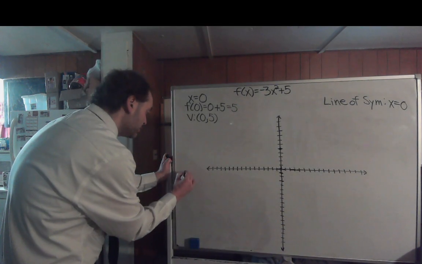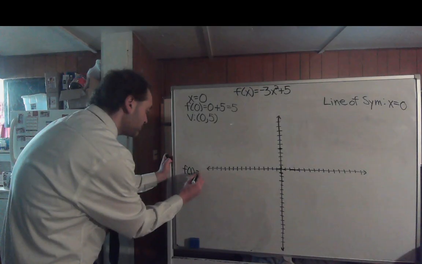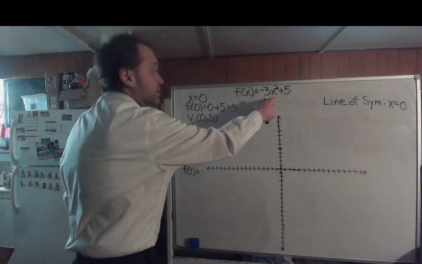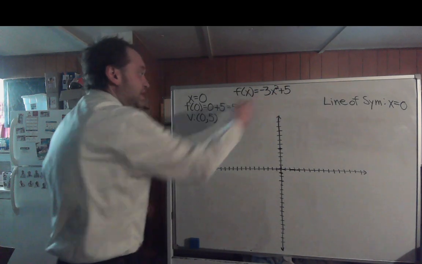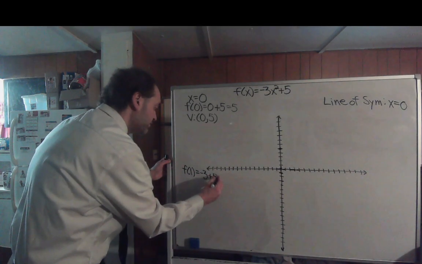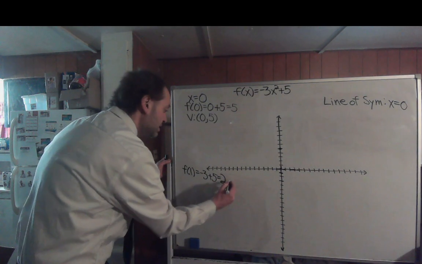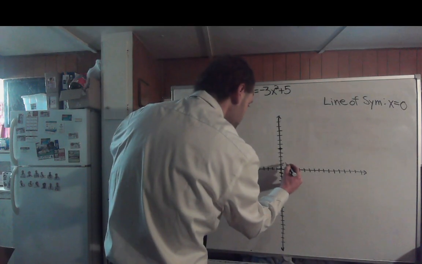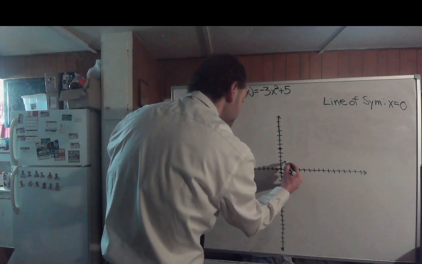Let's start to the right. So what if I put in f of 1? Alright, so f of 1, 1 to the second power is going to be 1 times -3 is -3, then plus 5, that would give you 2. So you'll end up getting the point 1, 2. Here is 1, 2 right here.